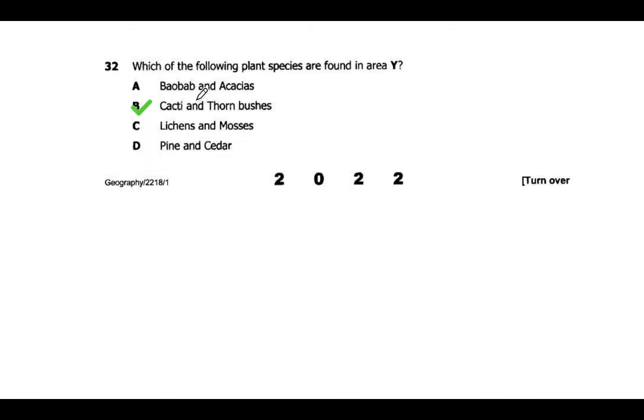And then we can look at the other question from the same part. In the same 2022 paper, the examiner went on to ask which of the following plant species are found in area Y. What are those particular plants? The plants found in a hot desert, we can say cacti. If we look back in the previous pages, I hope you saw the cacti plant. Those ones are found in there.